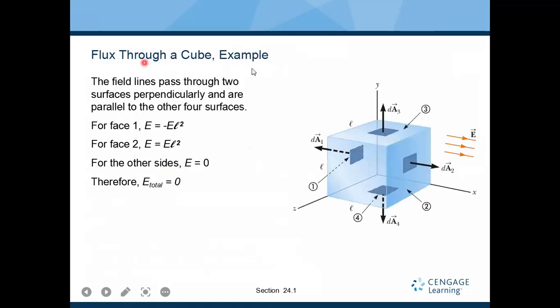So now the flux through a cube: the field lines pass through two surfaces perpendicularly and are parallel to the other four surfaces.